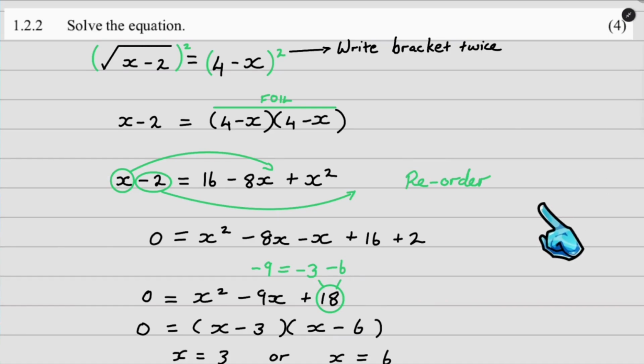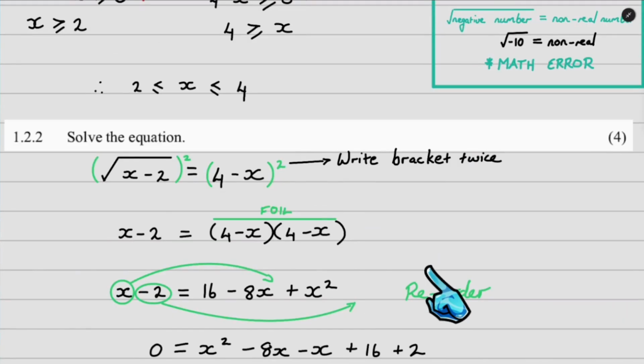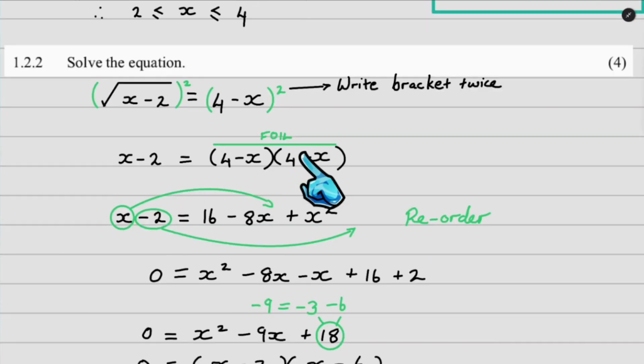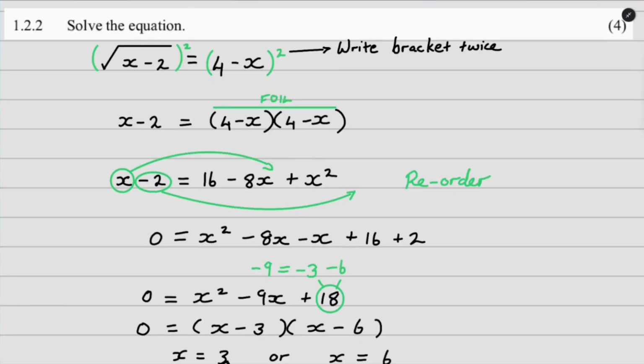Okay, now we're not quite done. This is a surd equation, so you've got to be careful. One of these solutions is probably not valid. And they actually kind of try to give us a clue about that in the previous question. So in the previous question, we established that the solution for this equation lies in between 2 and 4. And only one of these answers is in between 2 and 4. It's a 3. 6 is not in between 2 and 4. So we have to reject the 6 to get our full marks over here. And we just do that by putting a stroke through this equal sign.